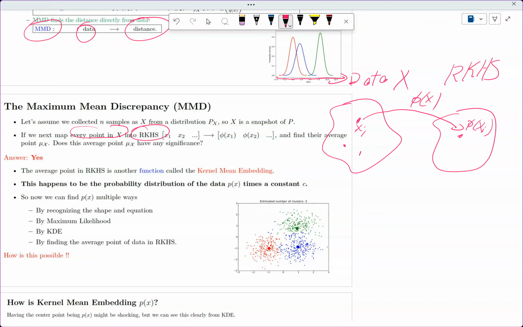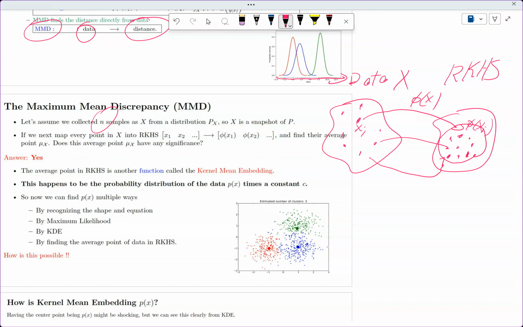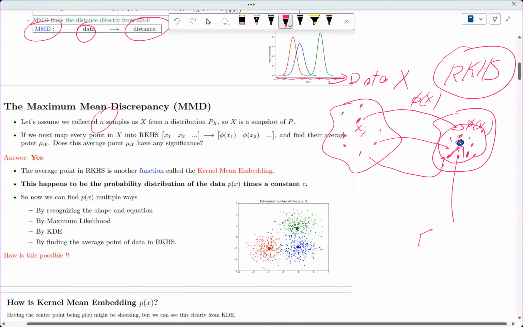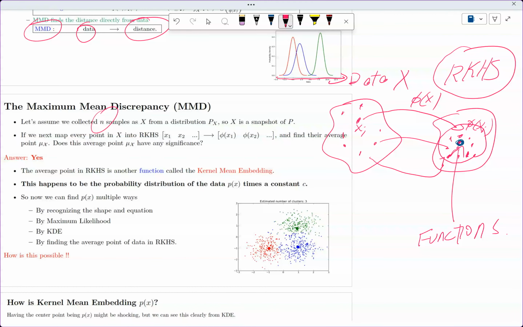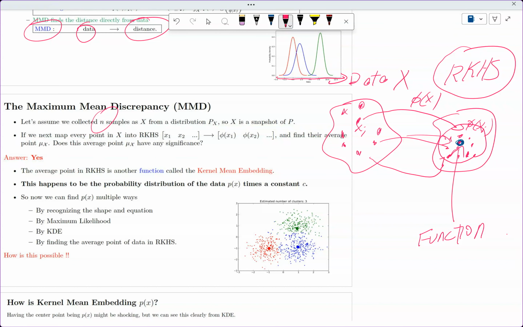So you can imagine if we have multiple points and we map every one of them here. If we collect n samples and map all n samples here, there's going to be a cloud, and among that cloud, you're going to have an average point, the middle point. The middle point is also a point inside RKHS. Therefore, this middle point is a function. We know that every single point is a function that came from a data point. But this middle function, which I'm going to call the mu function, doesn't have any meaning.